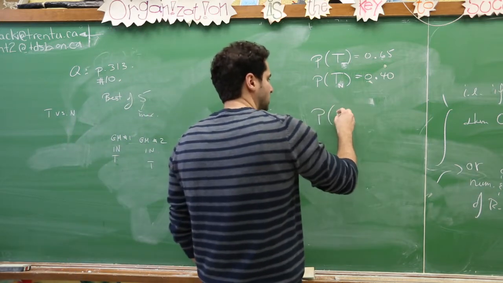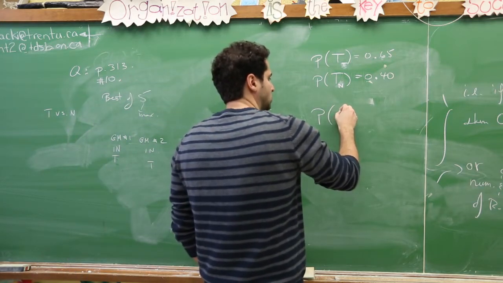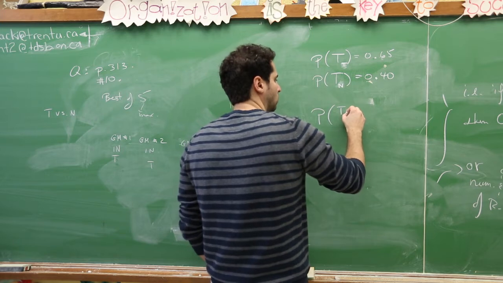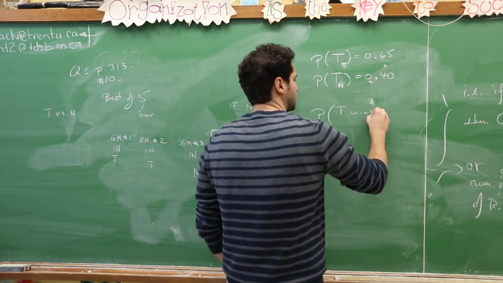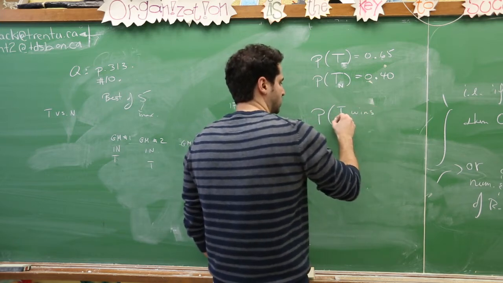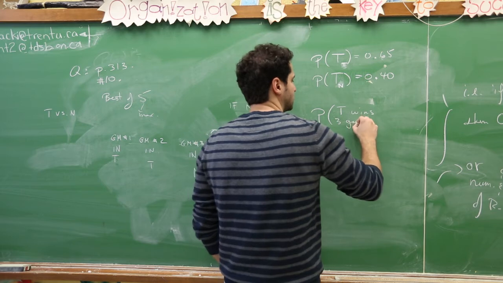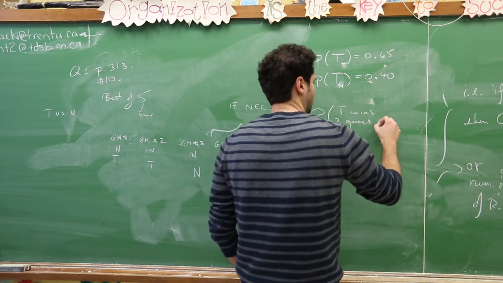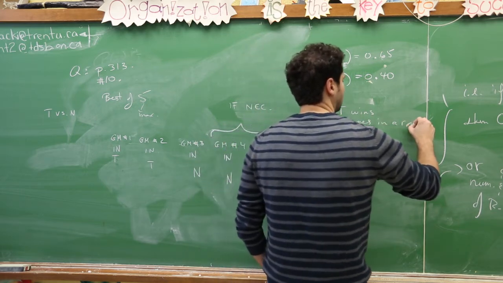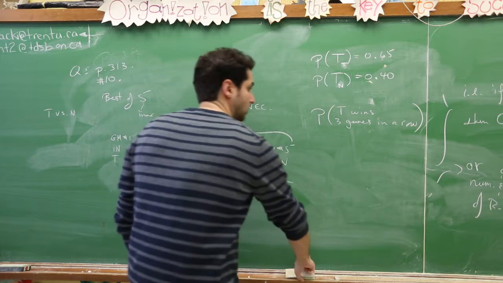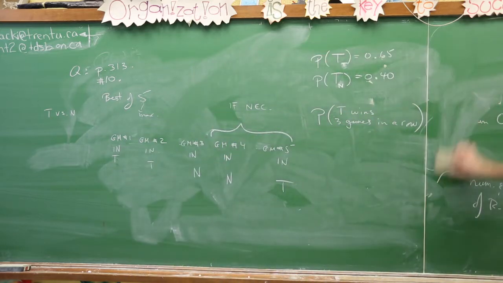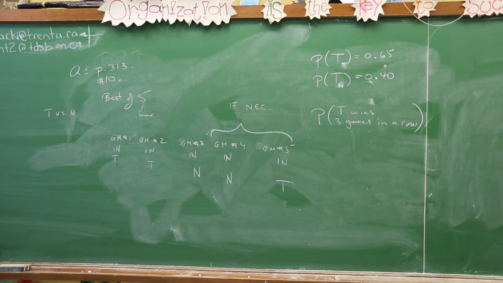So probability, Toronto wins 3 games in a row. Right, Milad? Better? Yeah. Good. Nice. Now, that makes the question better too, right? More interesting.